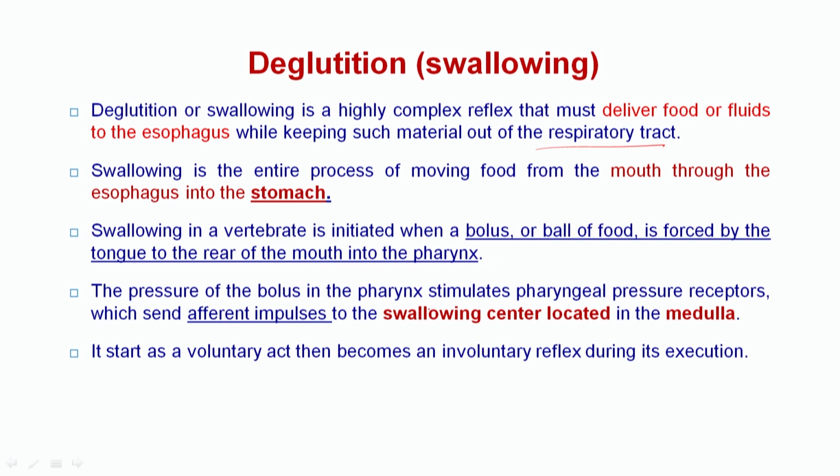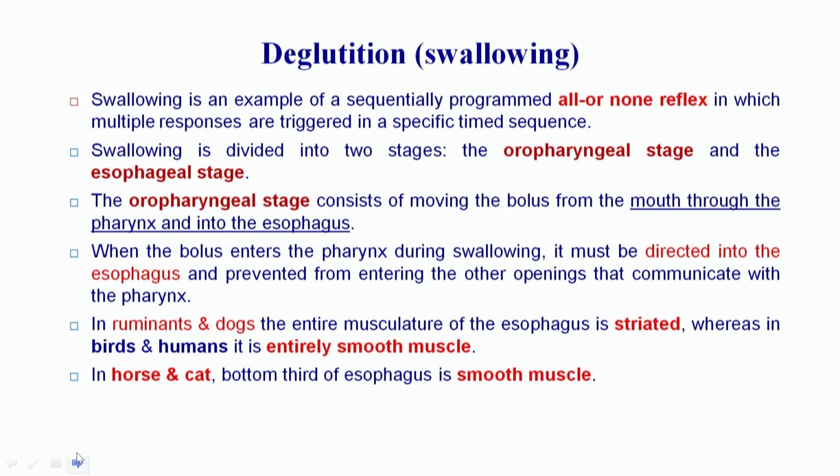The pressure of the bolus in the pharynx stimulates the pharyngeal pressure receptors, which send afferent impulses to the swallowing center located in the medulla oblongata. It starts as a voluntary act and then becomes an involuntary reflex during execution, meaning that we cannot stop it in between. Swallowing is an example of a sequentially programmed all-or-none reflex, in which multiple responses are triggered in a specific timed sequence.